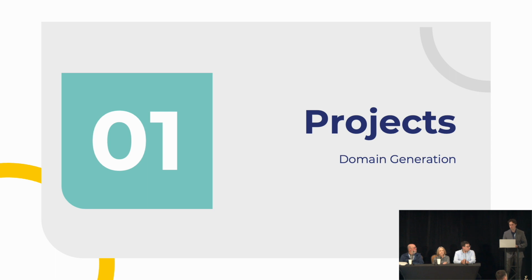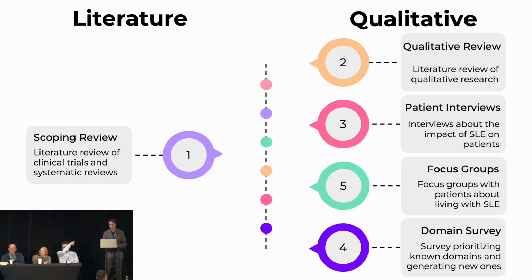We've done 5 projects, and we're continuing to do some of them. We are conducting a scoping literature review. And to generate domains from qualitative research, we are conducting 4 separate projects, which include a qualitative lupus research scoping review, patient interviews, focus groups, and a domain survey, many of which you might have participated in. I'll be going through each of these individually in the next few slides. Here are the projects laid out again.